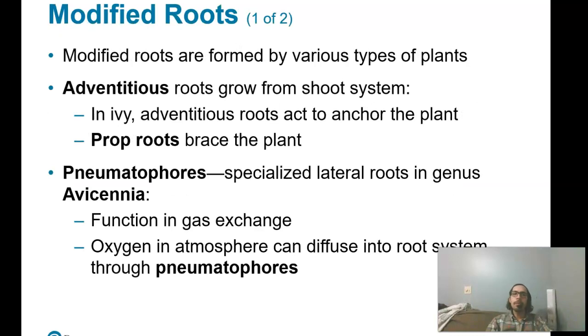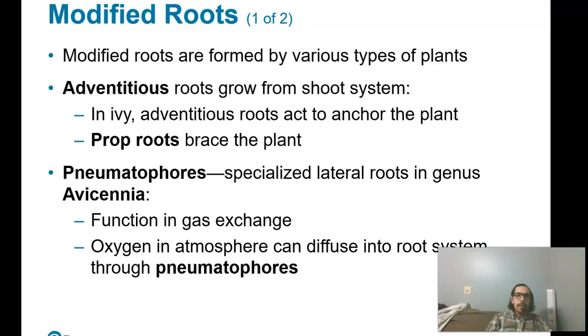When you look at modified roots, these are roots that are formed by various types of plants. The first example is adventitious roots. These are roots that grow from the shoot system. You can see this in things like ivy, which uses it to anchor the plant to either another plant or some other type of surface. You can also see prop roots, which help brace the plant.